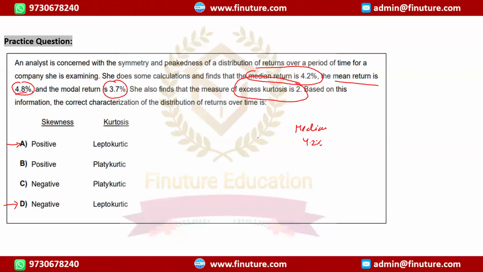What is my mean return? Mean is greater than the median, right? So mean is here, 4.8%, and your mode is 3.7%. Where did my mean get shifted? On to the right. So it moves to the positive side. Perfect. Leptokurtic.